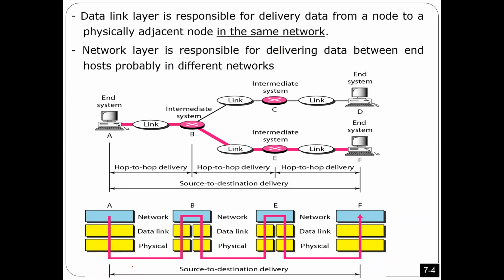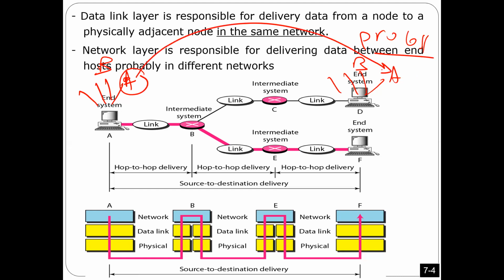Layer number four, the transport layer. Inside this computer, maybe I have different programs, we call them processes. So we have different processes or programs. Same thing here, we have different programs. For example, here we have program A wanting to communicate with program A here, and program B communicating with program B, or application to application, process to process. So who's going to transfer data from one program to another program? This is layer number four.